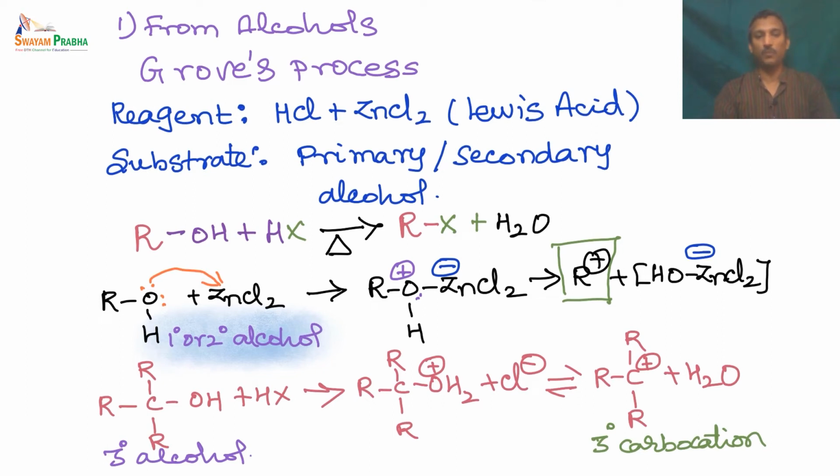When the HX, the H plus adds to the OH group, it forms the H2O plus group, which is a good leaving group, and this results in the formation of a tertiary carbocation. Since the tertiary carbocation is quite stable, this reaction does not require the zinc chloride, and the Cl minus from the reaction can attack this carbocation to form the final alkyl halide. So this is another method. So from alcohols, the Groove's process can be used to make alkyl halides.